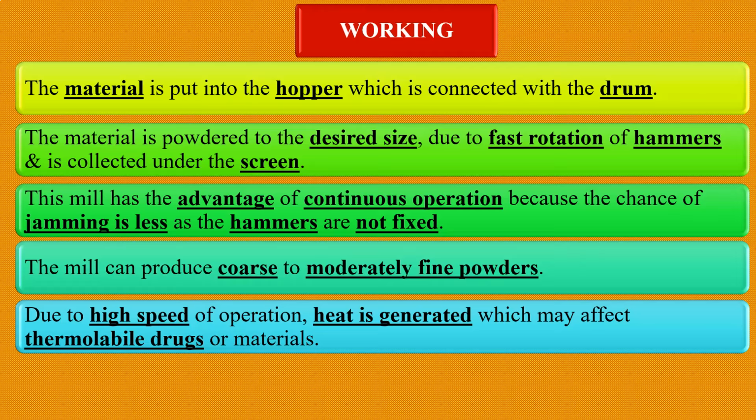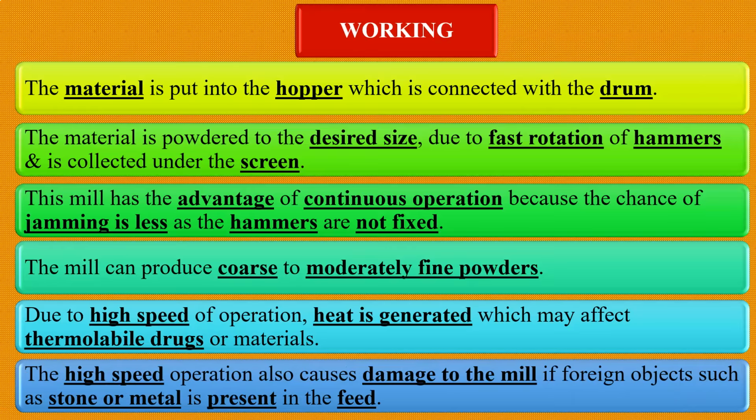Now due to the high speed of operation, heat is generated, which may affect the thermolabile drugs or materials. The high speed operation may also cause damage to the mill if a foreign object such as stone or metal is present in the feed. So this was about the working of hammer mill.